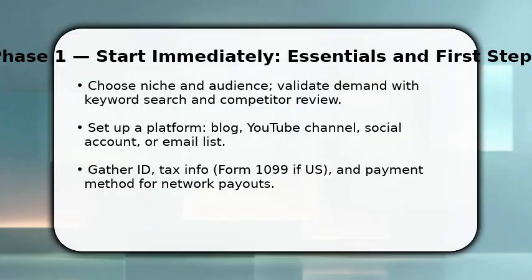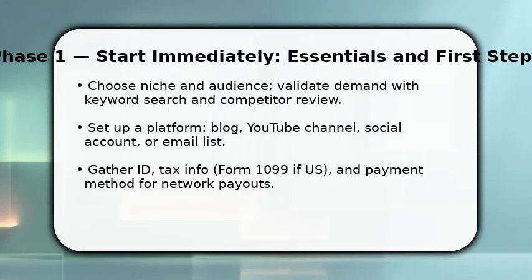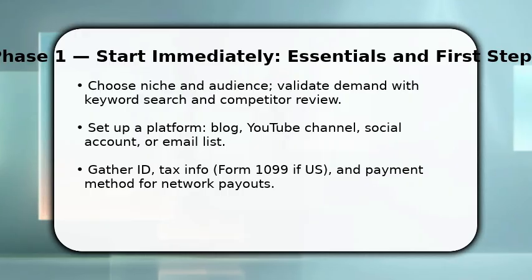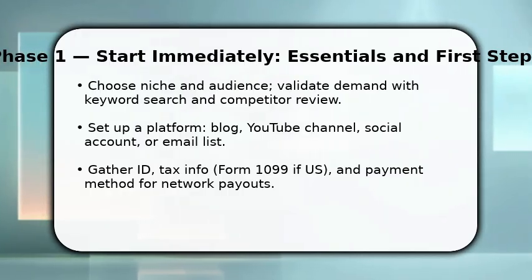You start by locking in the basics. Pick a focused niche and confirm audience demand so your links will convert. Once done, create the platform you'll publish on, blog, channel, or social, and set up essential pages like About and Privacy. Register accounts with major affiliate networks and marketplaces.